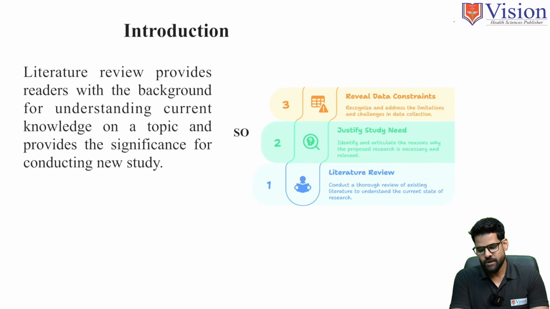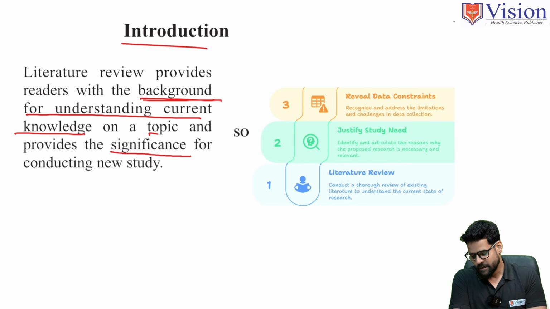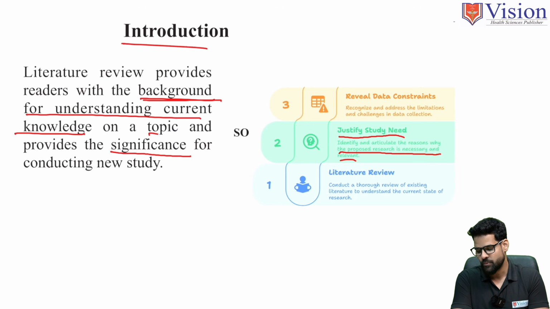Now, literature review provides readers with a background for understanding the current knowledge on the topic of your interest. It also tells you about the significance of the research you're conducting. When you conduct a literature review, it helps you to justify your needs, right? It helps you to identify and articulate the reason why the proposed research is necessary and relevant. That's one important point.